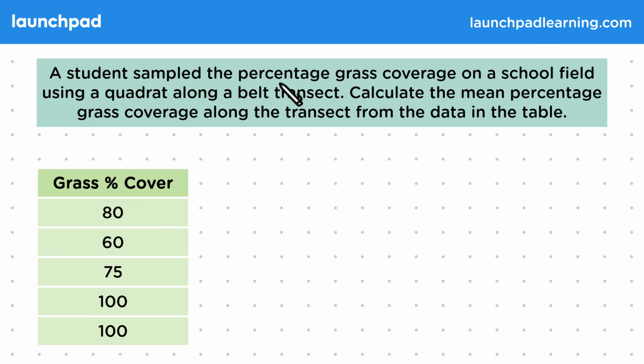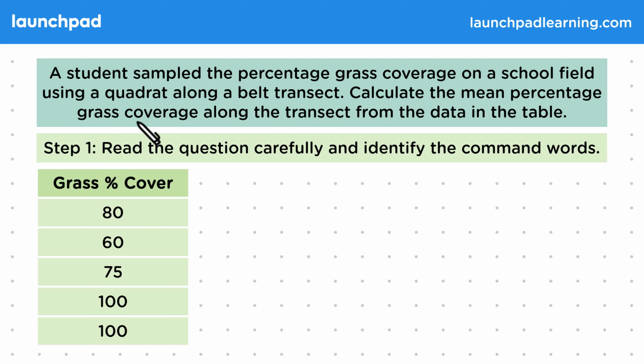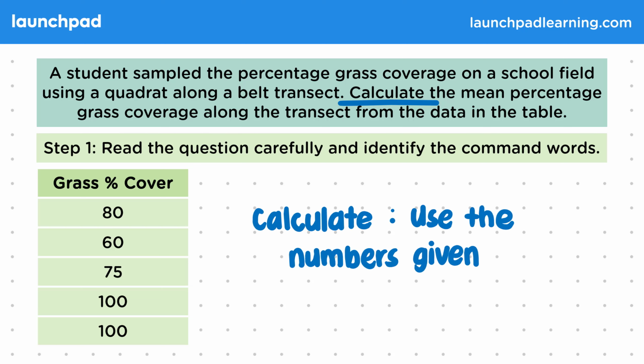A student sampled the percentage grass coverage on a school field using a quadrat along a belt transect. Calculate the mean percentage grass coverage along the transect from the data in the table. So step 1, read the question carefully and identify the command words. The key command word in this case is calculate. This means to use the numbers given.